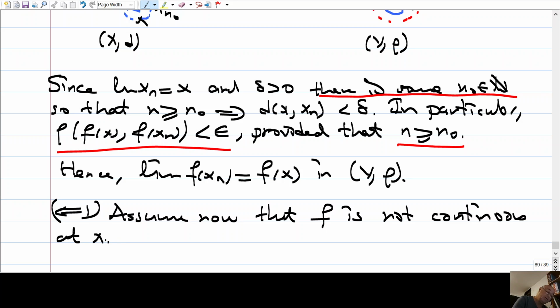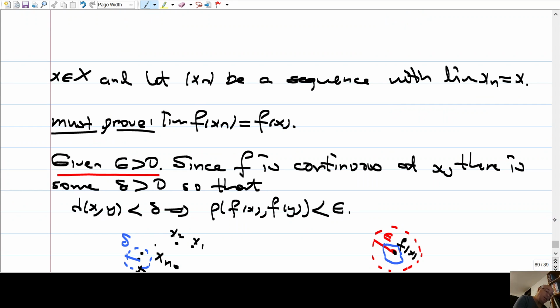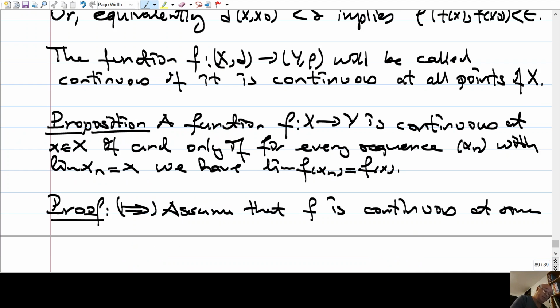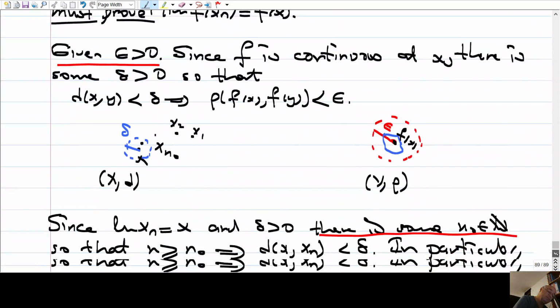My statement is what? f is continuous if and only if for every sequence converging to x, I must have this. Now I assume that f is not continuous, so we have to find what? I have to find just one sequence that converges to x, but its image won't converge to f of x, right? This is what I need to do.